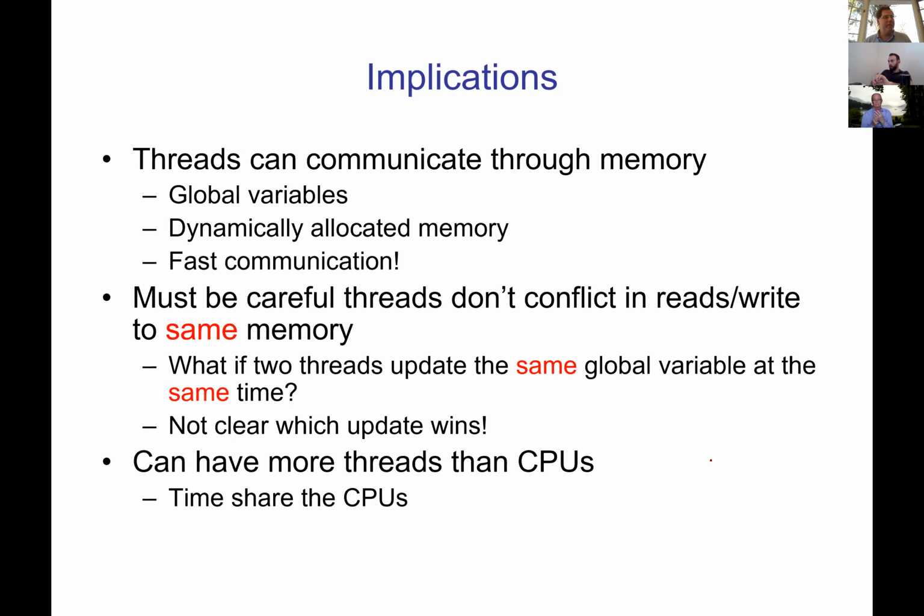You can also have more threads than CPUs or cores. It allows you to time share the CPUs, and that can be useful sometimes. In Milestone 4, we don't really want to do that.